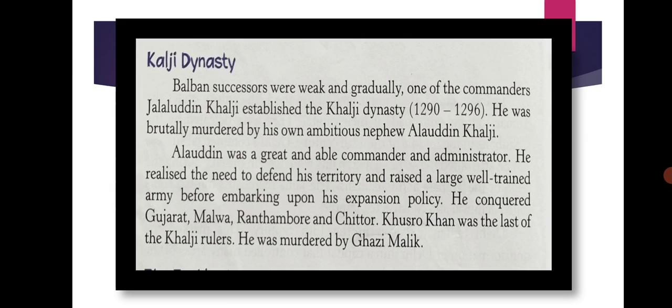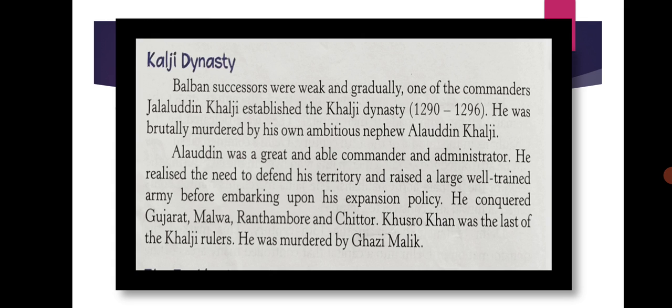Alauddin was a great and able commander and administrator. He realized the need to defend his territory and raised a large, well-trained army before embarking upon his expansion policy. So Alauddin Khilji was a very intelligent and able administrator. He knew what to do to protect and extend his empire. He conquered Gujarat, Malwa, Ranthambore and Chittor. So it means that he conquered parts of Gujarat and Rajasthan.